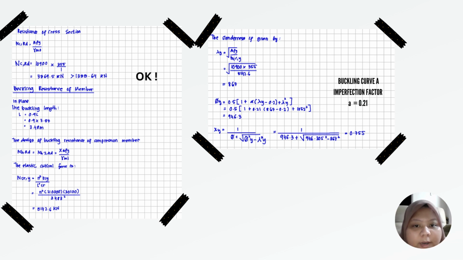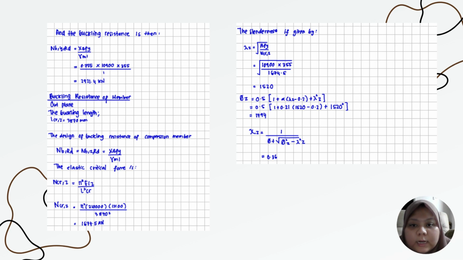For the lambda y, we got x67, and the theta y 946.3, and the chi y we got 0.755. Buckling curve imperfection factor, we got alpha 0.21. Okay, for the buckling resistance NBYRD, we got 2921.4 kilonewton, and then we go to the buckling resistance of the member.